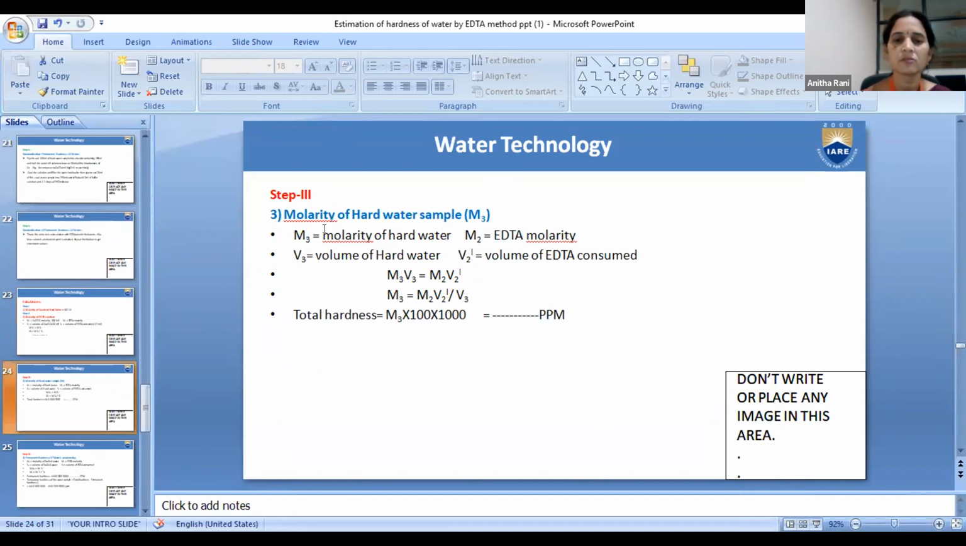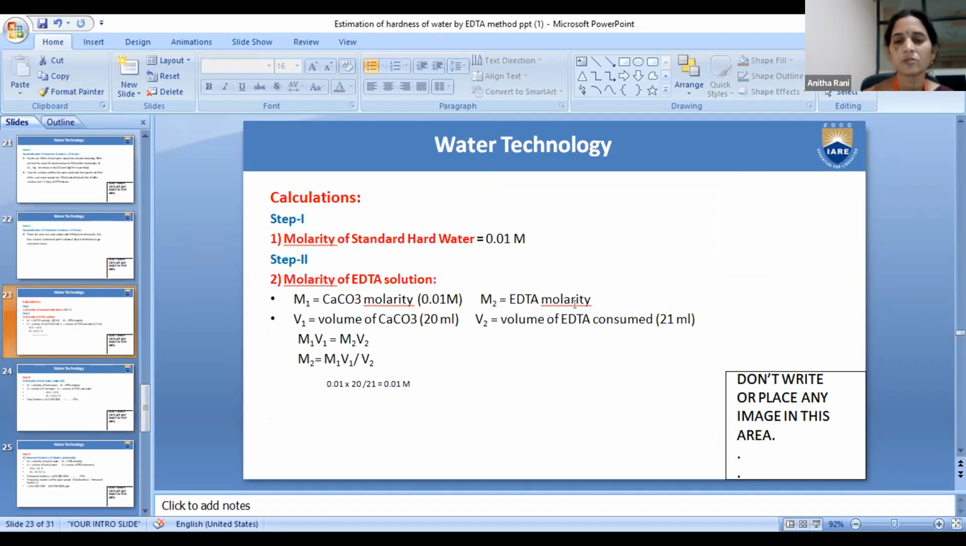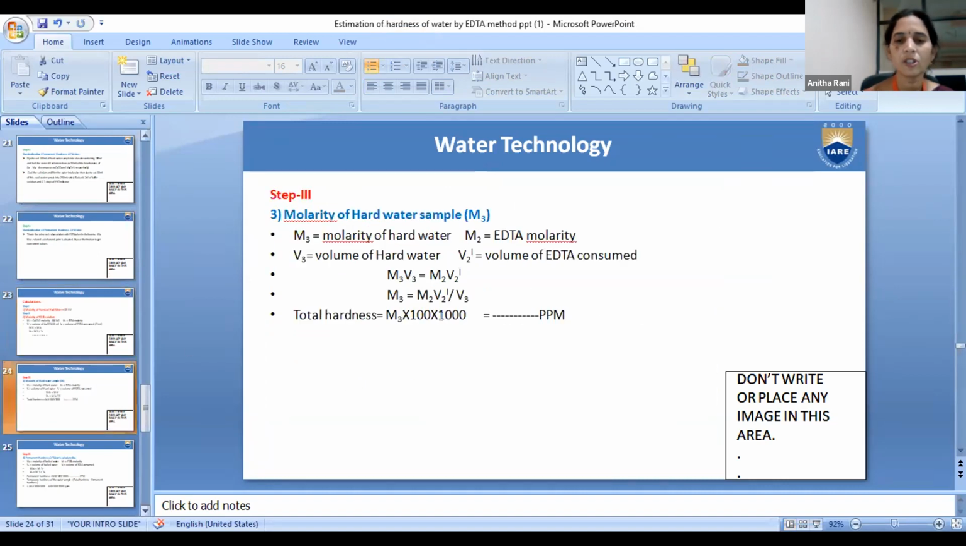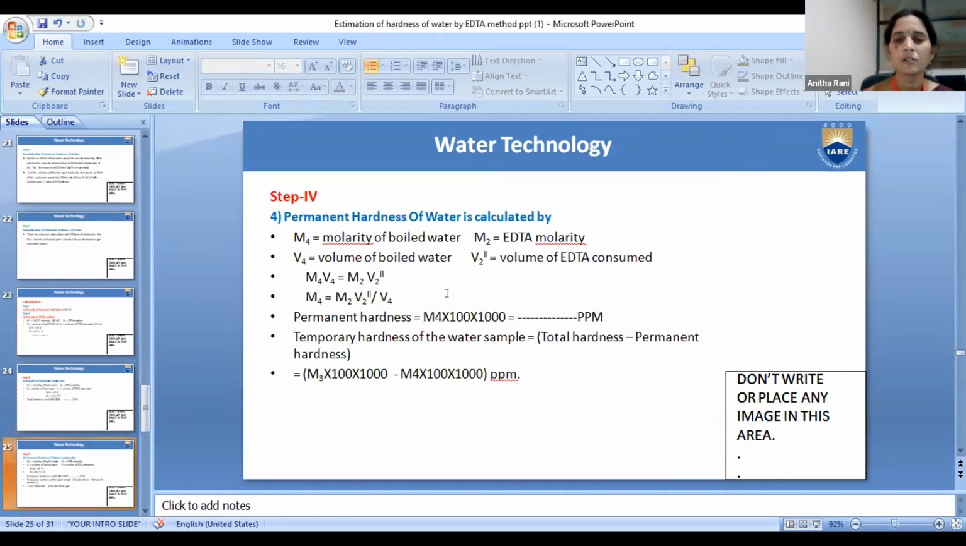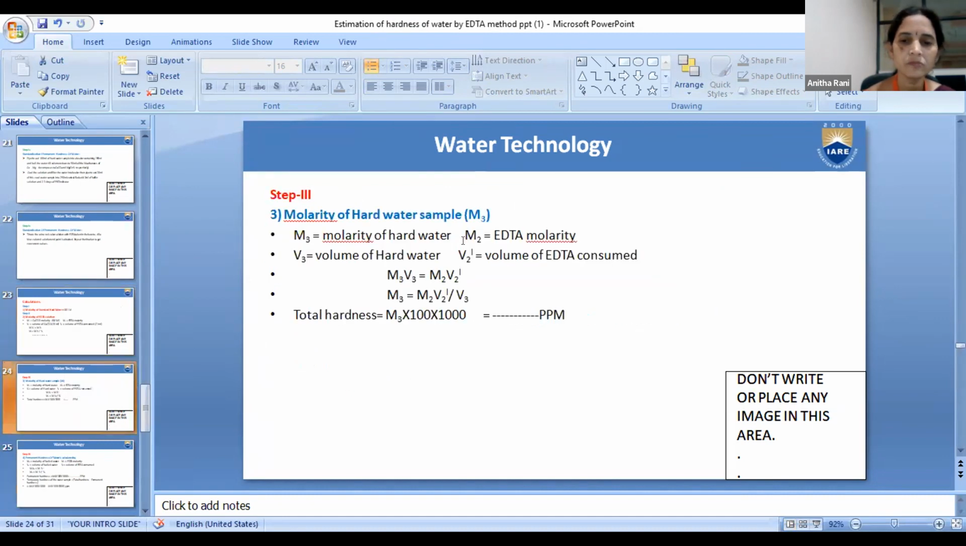So what is M3? Molarity of hard water. You can write in the bracket, we can't write tap water, so I wrote molarity of hard water. What is M2? Molarity of EDTA. Here also, in step 2 also, we wrote M2. Step 3 also, we wrote M2. Step 4 also, we will write M2 because all the sample solutions we are titrating with the EDTA only. Now M2, molarity of EDTA.